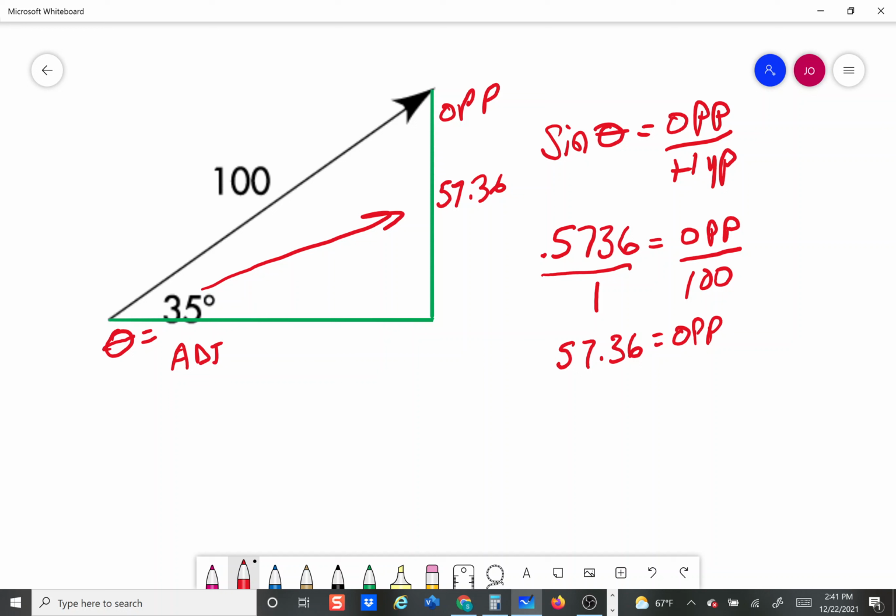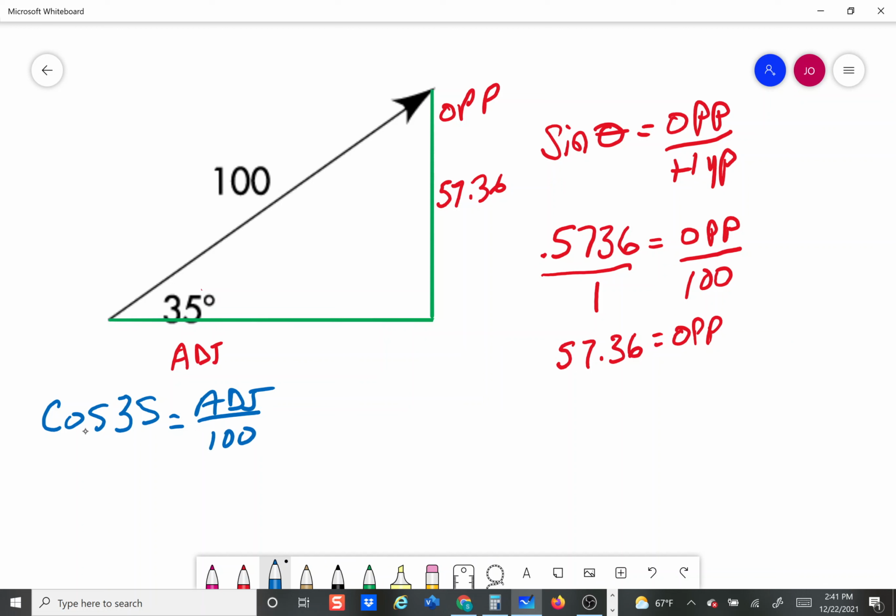When I go to solve for my adjacent side, like we talked about before, there's actually a few different ways. I can use tangent now because I know the opposite side, or I can use cosine. So we'll do that one first. Let's figure out using cosine. The cosine of 35, cosine of theta, equals the adjacent side over the hypotenuse, which in this case is still 100. So I'm going to figure out what the cosine of 35 is now and multiply that value by 100.